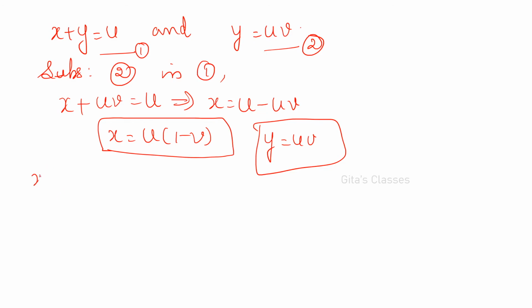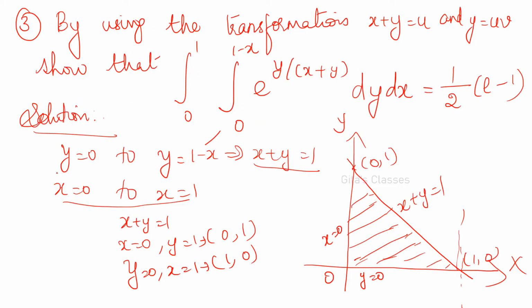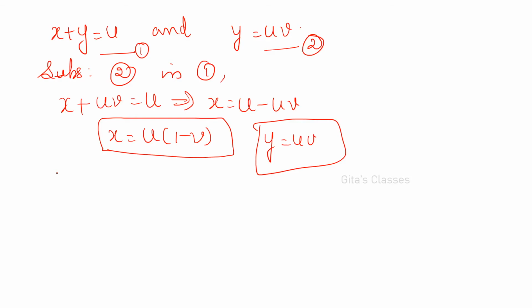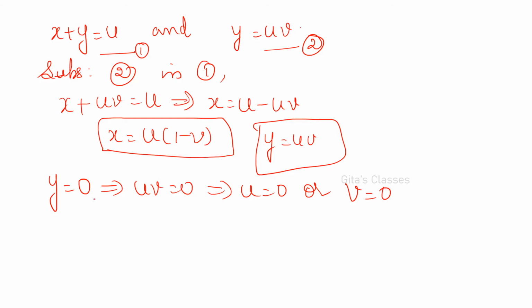Now, according to the given changes, when we have 3 lines, right? What are the boundaries in the given region? y is equal to 0, x equal to 0, and x plus y is equal to 1. For these, you have to find out the corresponding region in the new coordinate system, that is u comma v. Now, first line, let us consider y is equal to 0. y is equal to 0 means what? uv is equal to 0. That implies u is equal to 0 or v is equal to 0. Next is, what is the next line? x plus y is equal to 1.